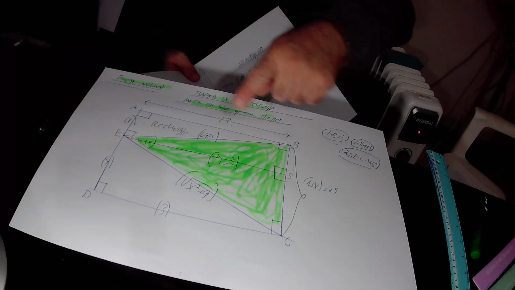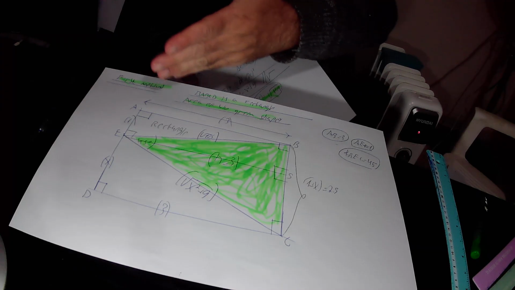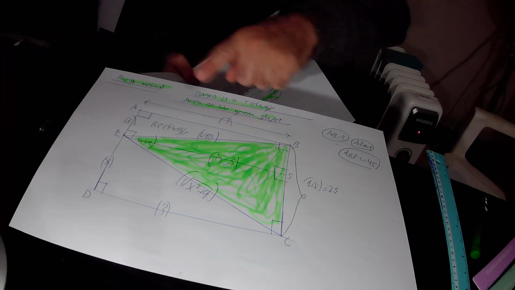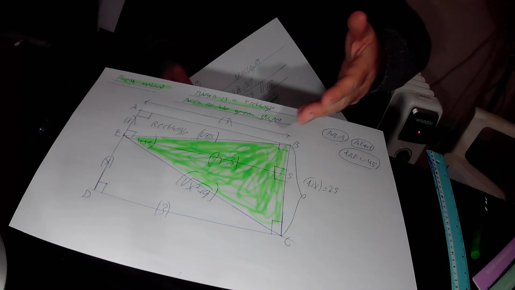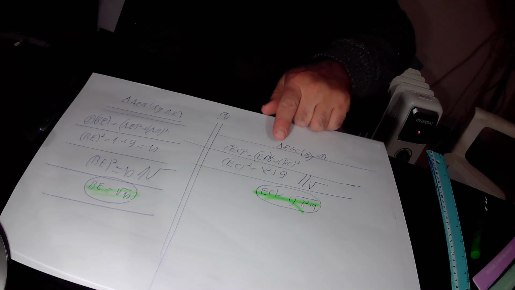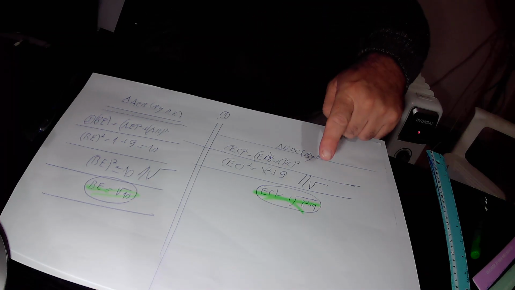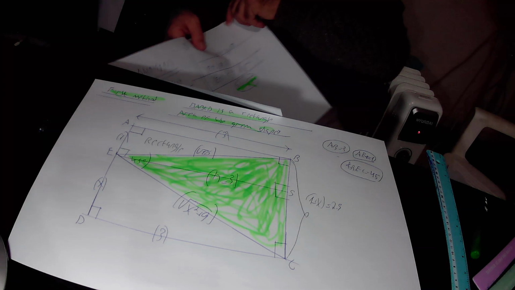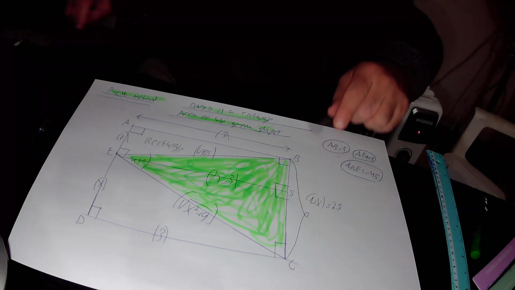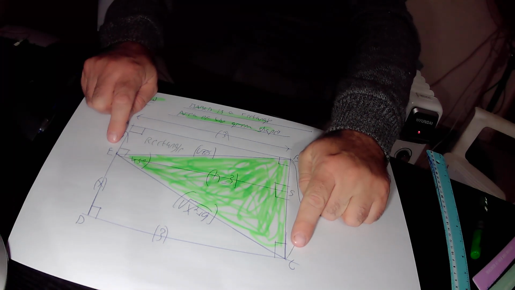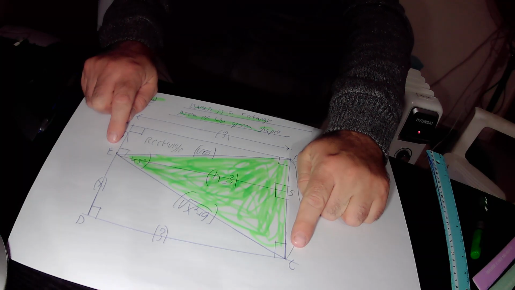So EC squared equals ED squared. ED is x, therefore ED squared is x squared, plus DC squared. DC is 3, therefore DC squared is 3 squared, that is 9. So in total, EC squared equals x squared plus 9. Taking the square root, the missing hypotenuse EC equals the square root of x squared plus 9 units.